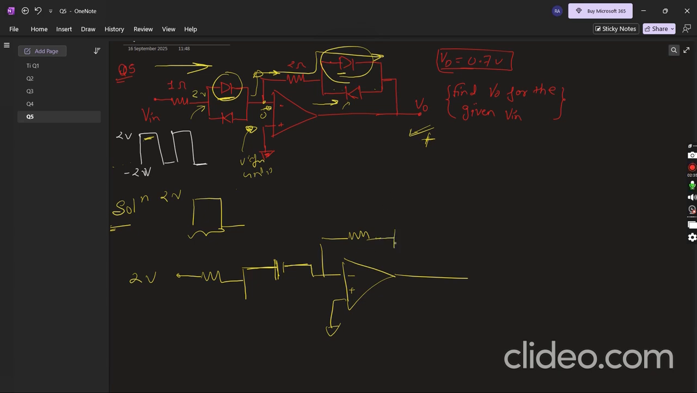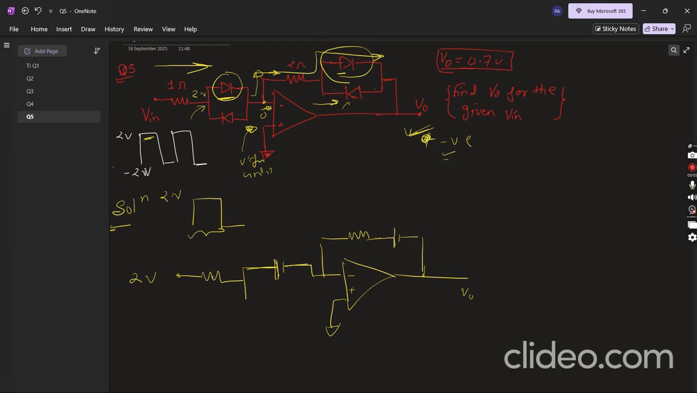So we can say this is 0.7. Now this is V out. For this path, this voltage cannot be positive. This is negative voltage. So if this is negative, this is zero. So this diode will conduct. So we can say intuitively, for the positive pulse, the way out is negative.